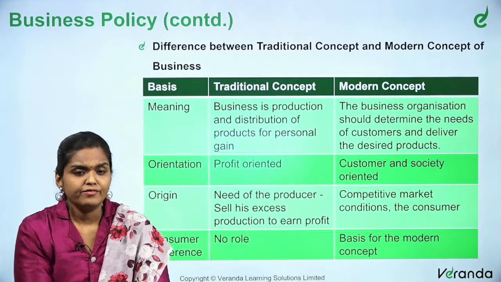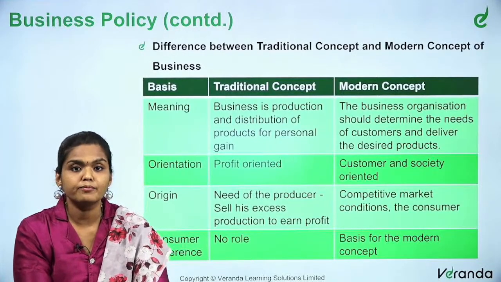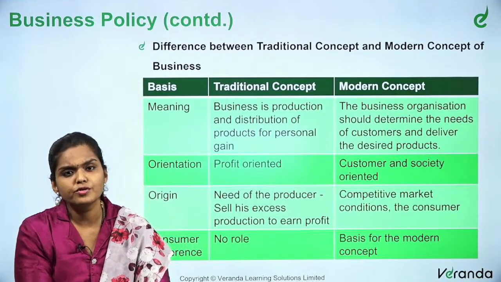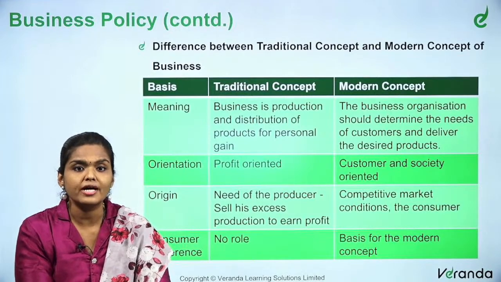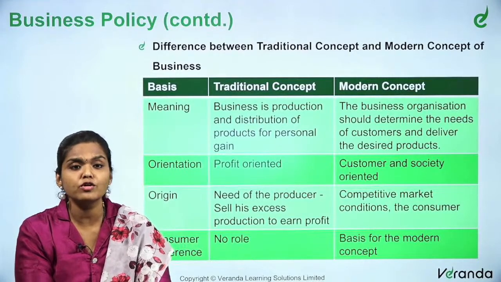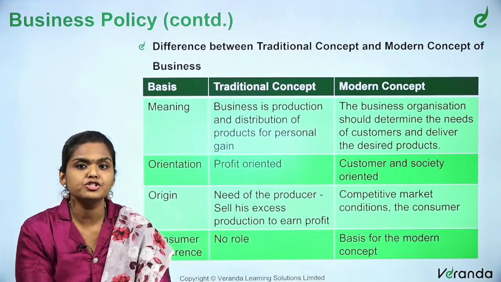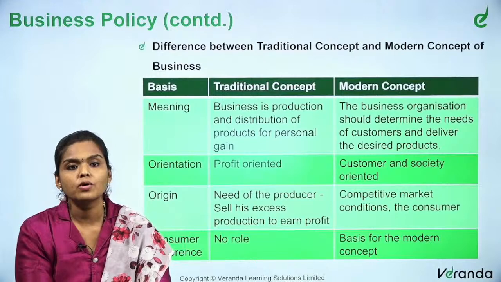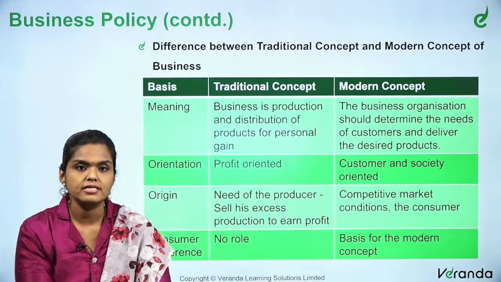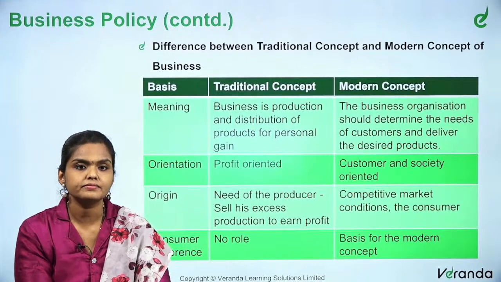We've already discussed the main idea behind the modern concept is the customer, whereas under the traditional concept it was just production. They were not customer oriented. By meaning, business is production and distribution of products mainly for the personal gain of the owners, for making profit only. But here the business organization should determine what the need of my consumer is, what his requirement is, and I can accordingly modify my design to his needs. So there it was profit oriented, and now it is customer and society oriented.